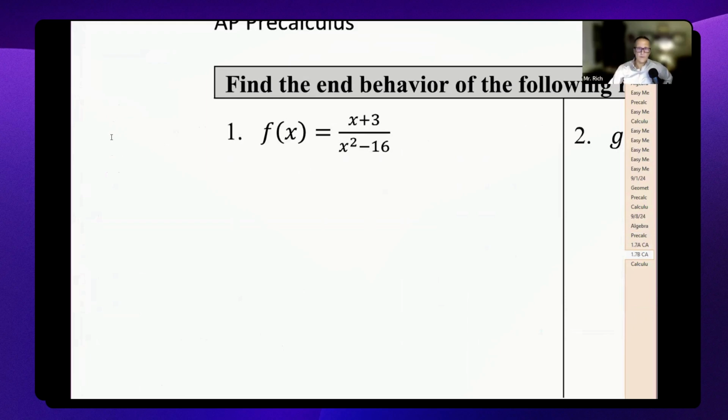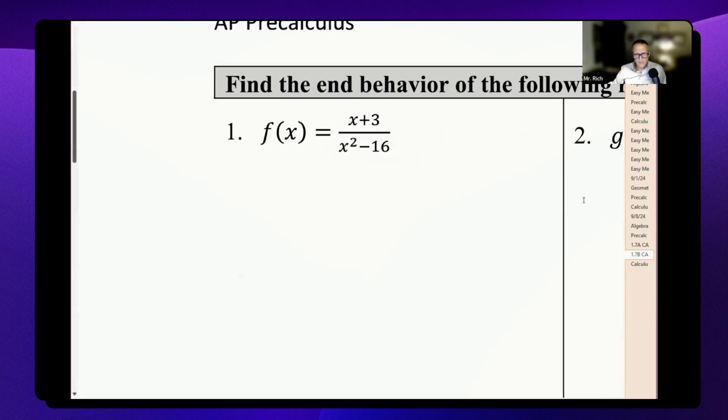And what they're dealing with in 1.7 and 1.8 and 1.9 are going to be what we call rational functions. Rational functions are functions that are ratios of polynomials. Like this right here, I have a linear or first degree polynomial on the top. I got a second degree polynomial on the bottom.